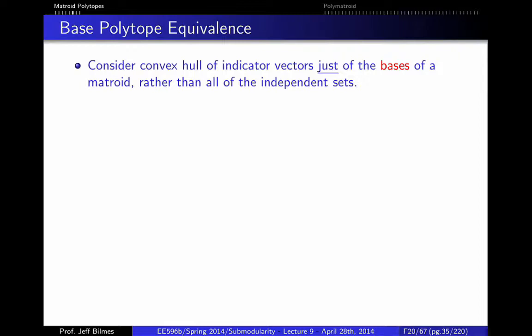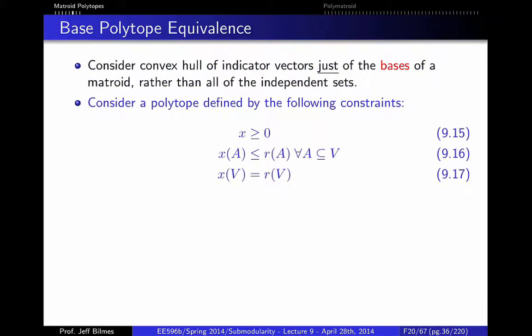What if we consider the convex hull of incidence vectors corresponding just to the bases, rather than all independent sets of a matroid? So if we define a polytope by the following constraints, it's exactly the same, where it's the non-negative orthant, it has to be rank constrained, but at V it has to be equal to it. Okay.